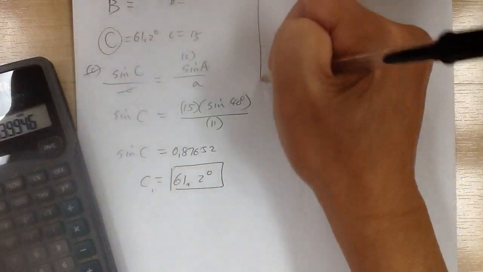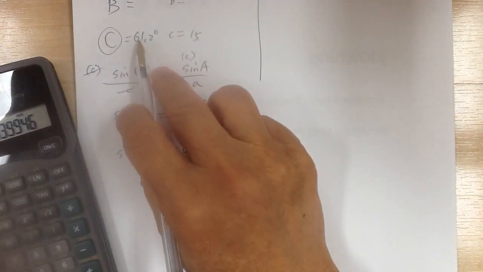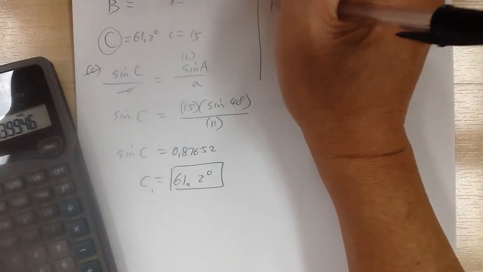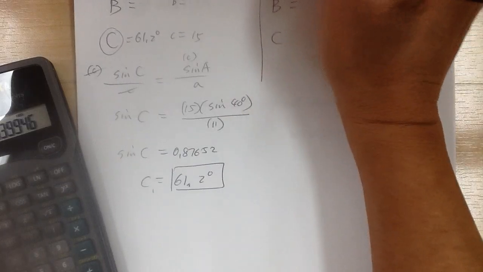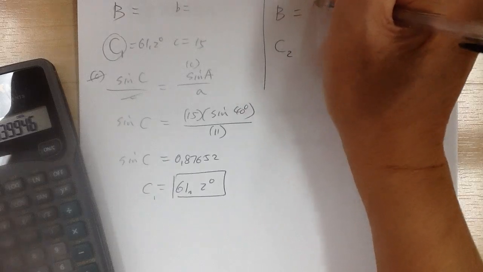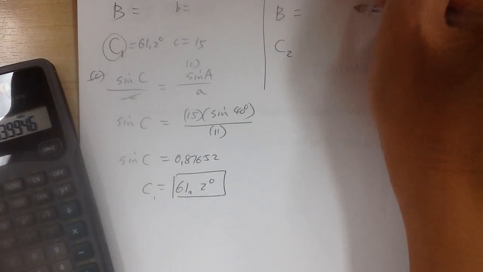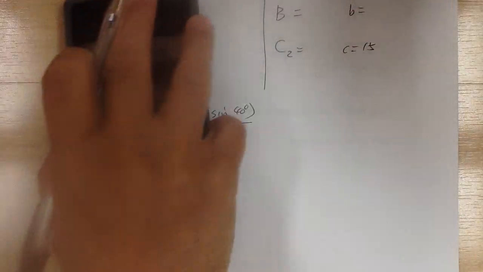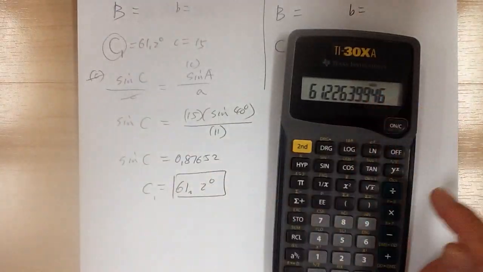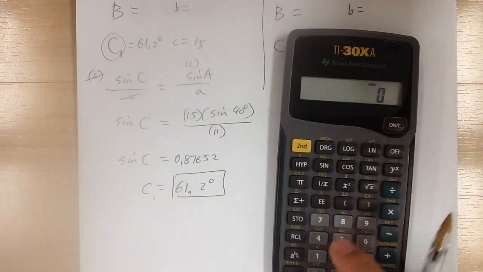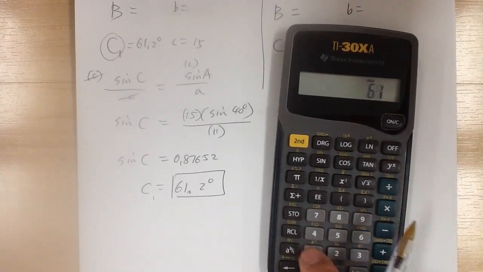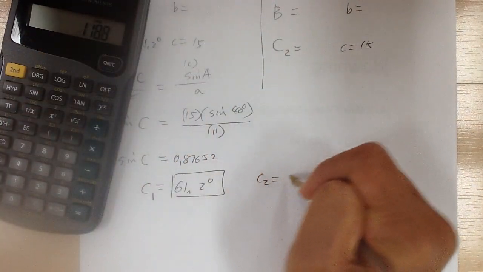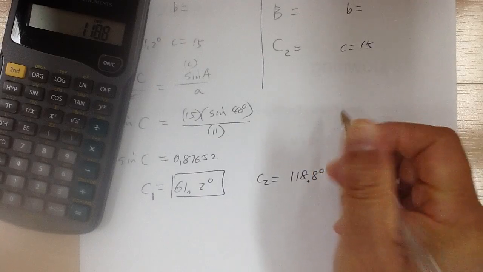Now you have to get the second possibility. Okay, because right now notice this is the biggest angle facing the longest side, so you have to get the second possibility. So before you do anything, let's go and copy the problem again. So that's your C1, that's your C2. Okay, so C2 is going to be equal to 180 minus that. So 180 minus 61.2 equal, so C2, so that's your C1. So C2 will equal 118.8 degrees.